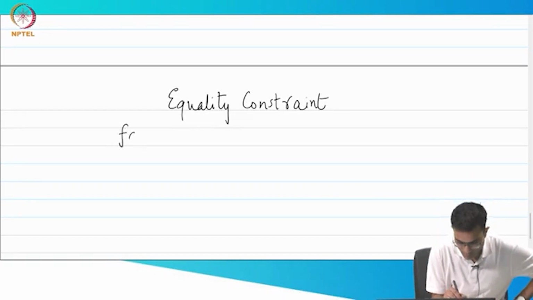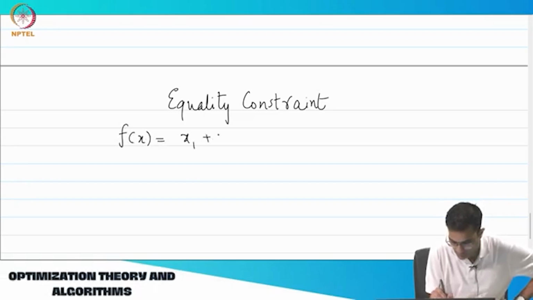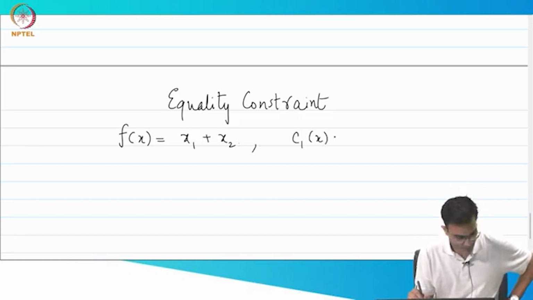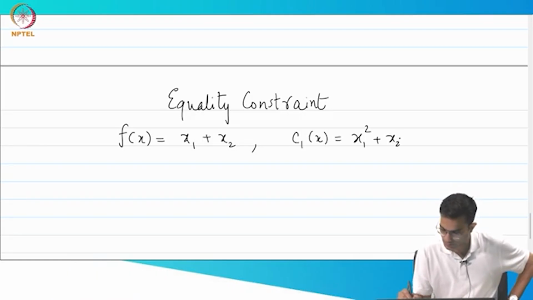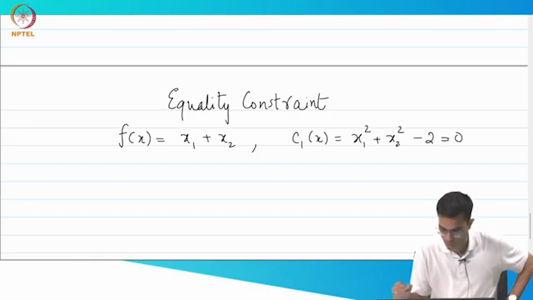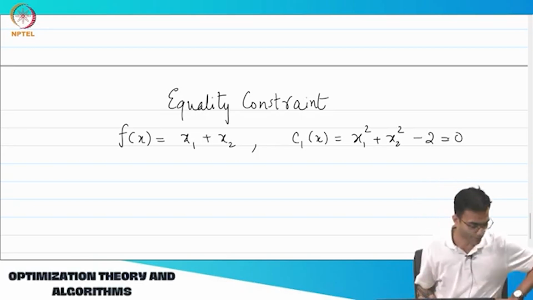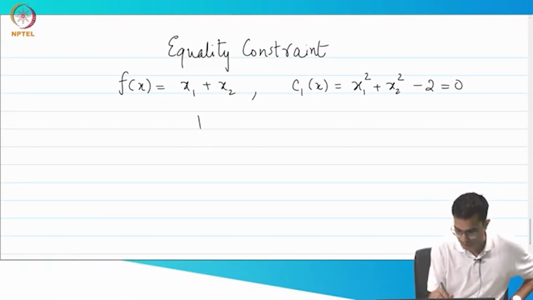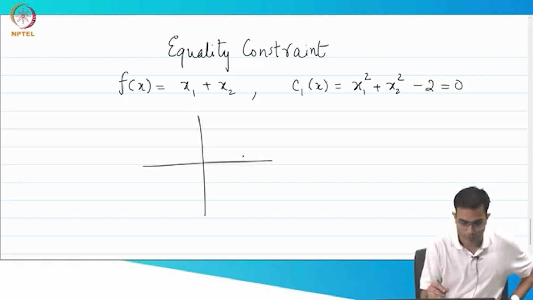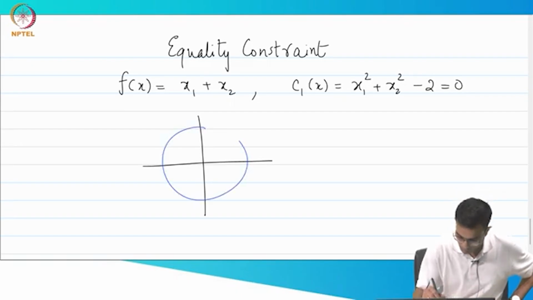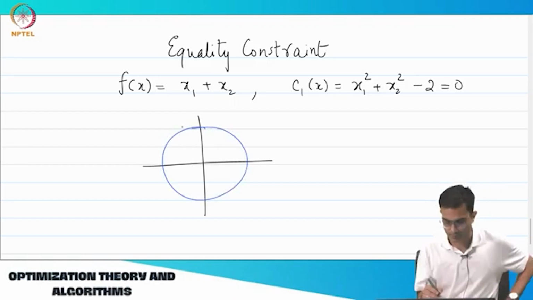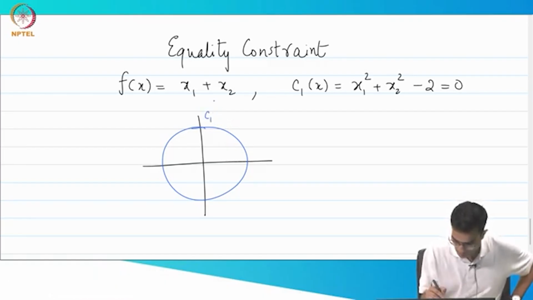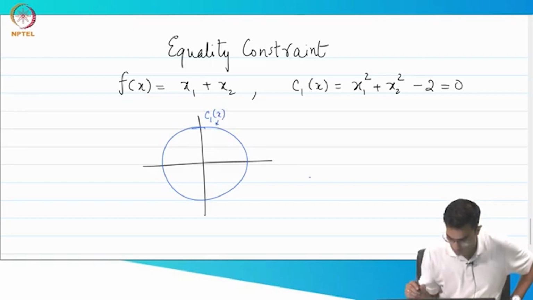Let's take our previous cost function, simple f(x) = x1 plus x2, two-dimensional. And c1(x) is equal to x1 squared plus x2 squared minus 2 equal to 0. So I have an objective function and an equality constraint. Here is my C1.